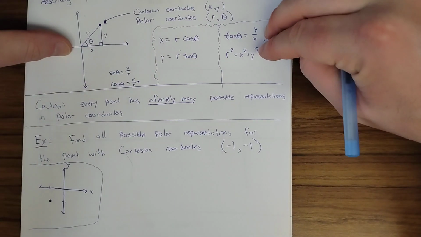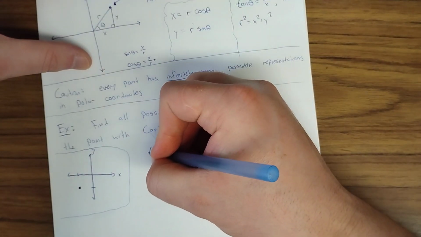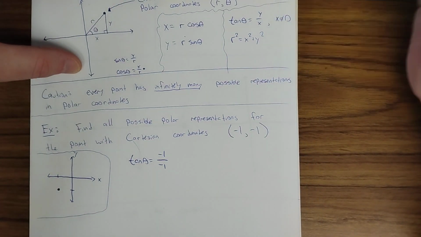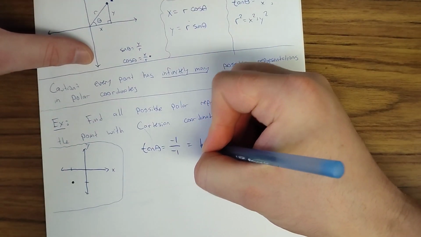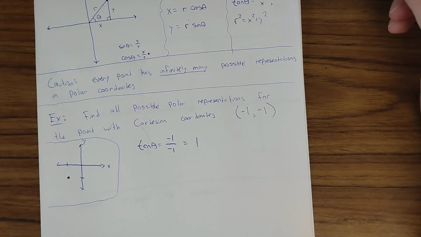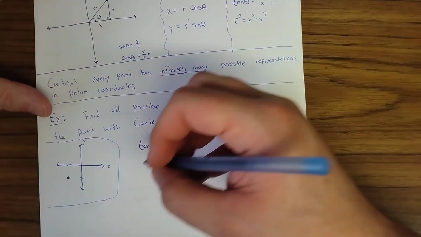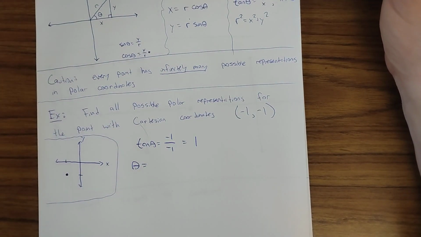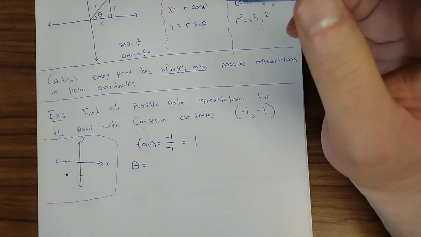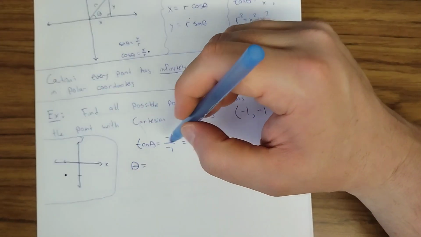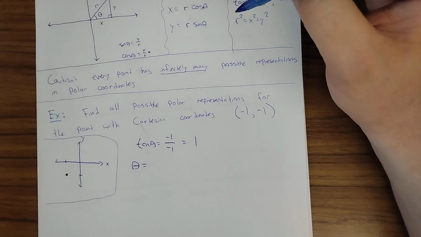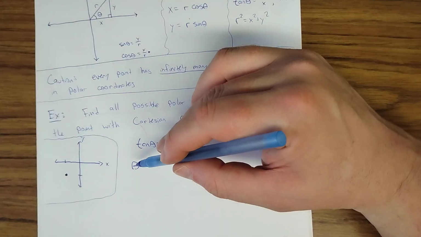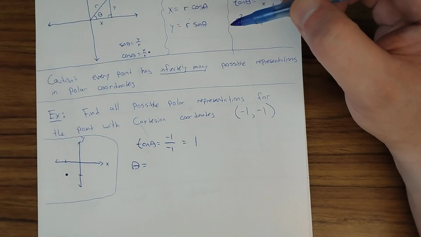Okay, so let's use these equations. X is not 0, so I'm happy using this. So I get tan theta equals 1, and so we should be able to get infinitely many answers for this. First of all, tangent has a period of pi. So first, let me get all the answers for theta that are between 0 and 2 pi.